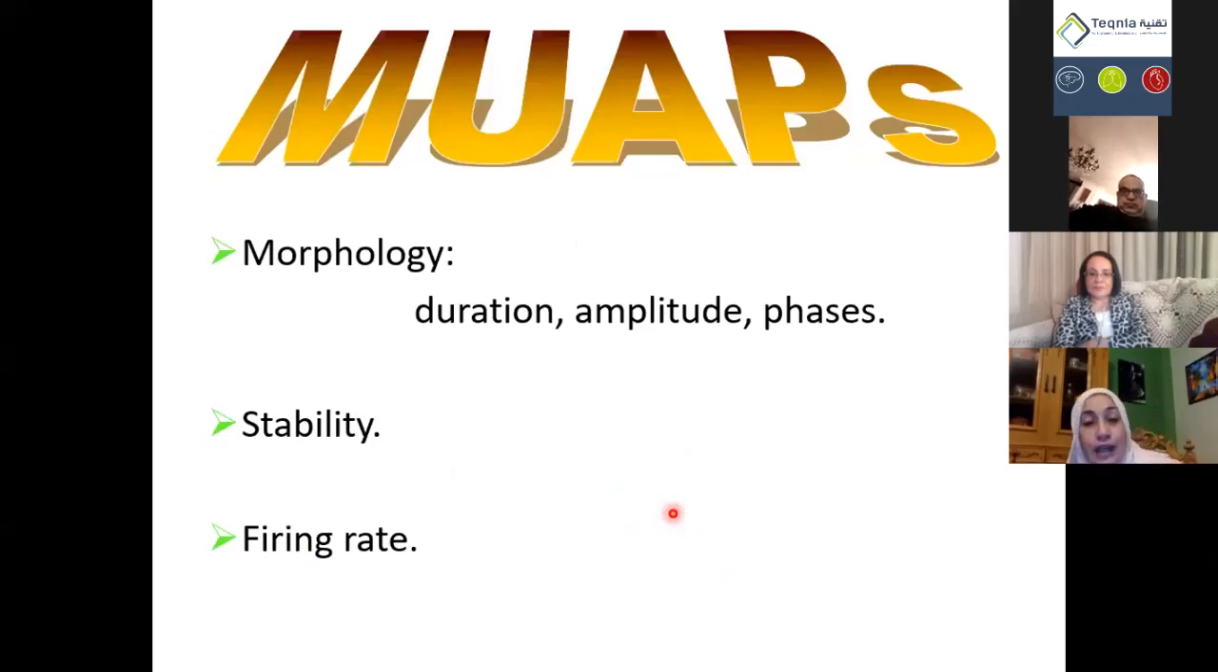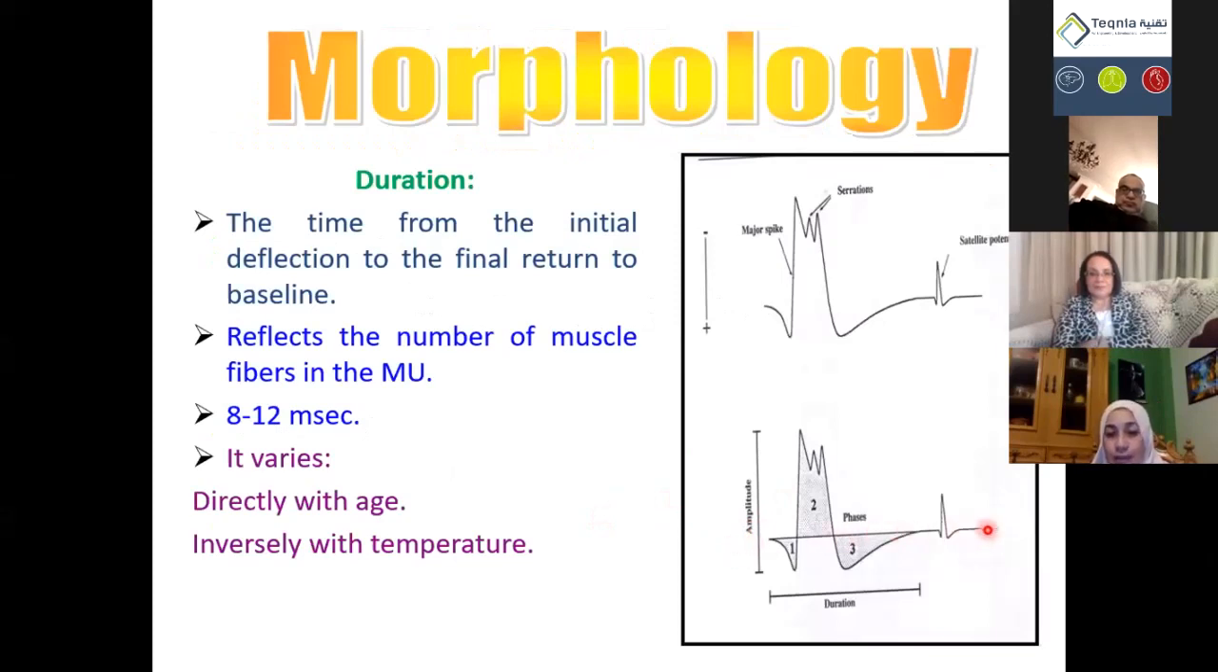For each motor unit action potential, I have to comment upon morphology, stability, and firing rates. By morphology, we mean duration, amplitude, and phases. The horizontal line is for duration, the vertical line for amplitude, and the number of phases is the number of crossings of the baseline. Duration, in milliseconds, is from the start of the initial deflection to the return to the baseline. From here to here, I measure the duration of the motor unit in milliseconds. Amplitude is measured peak to peak, and is recorded in millivolts or microvolts.